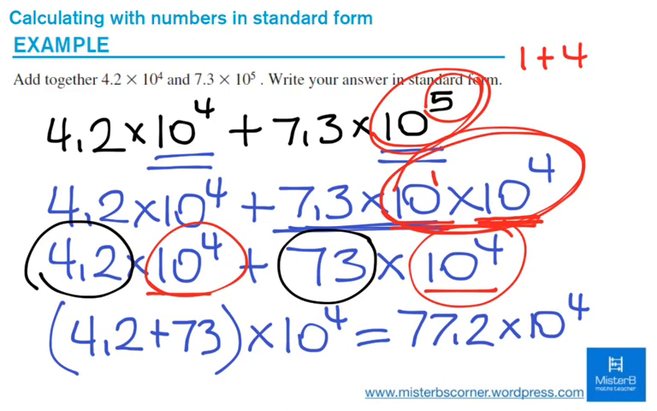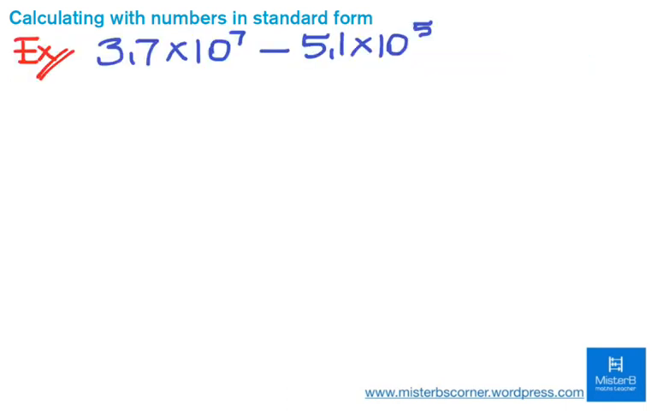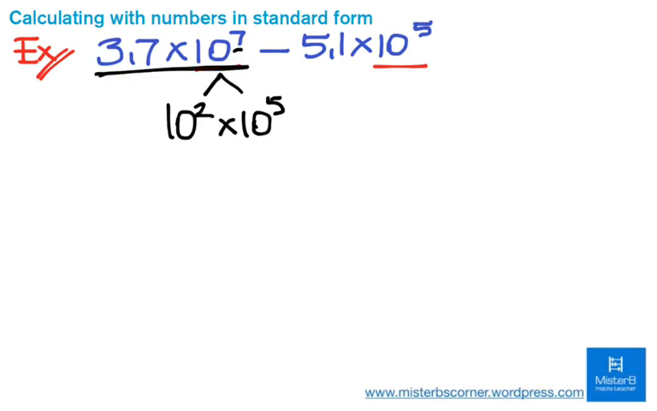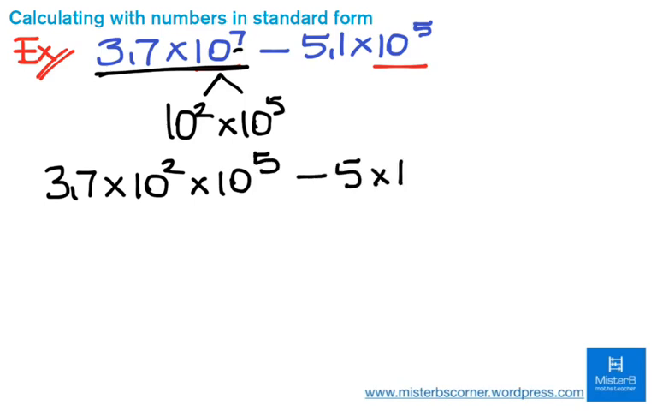Another example. Now, as you can see, we have 10 to the power of 7 here and 10 to the power of 5 here. Now, I can write this 10 to the power of 7 as 10 squared times 10 to the power of 5. 2 plus 5 makes 7. So this means I can rewrite this number in standard form like 3.7 times 10 squared times 10 to the power of 5. And I don't do anything for this second number at the moment.